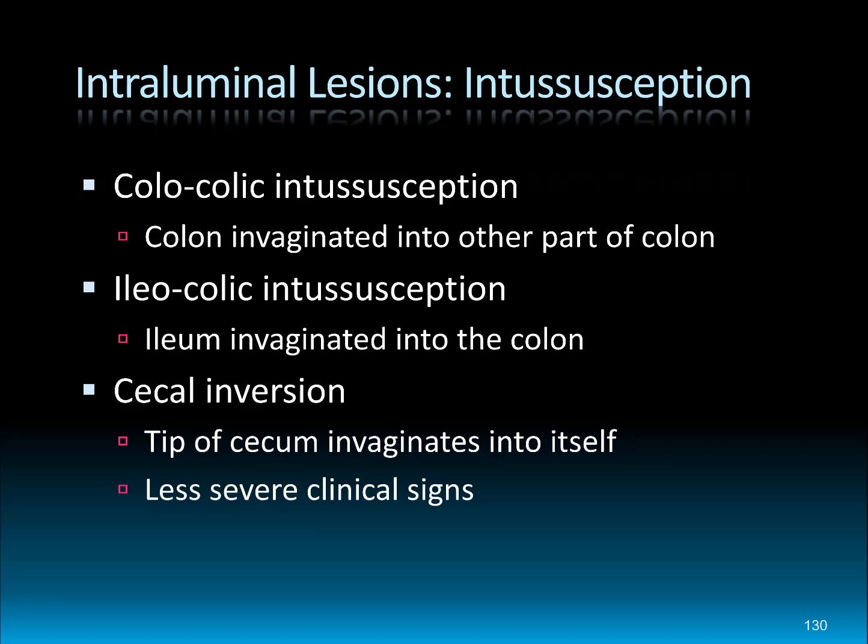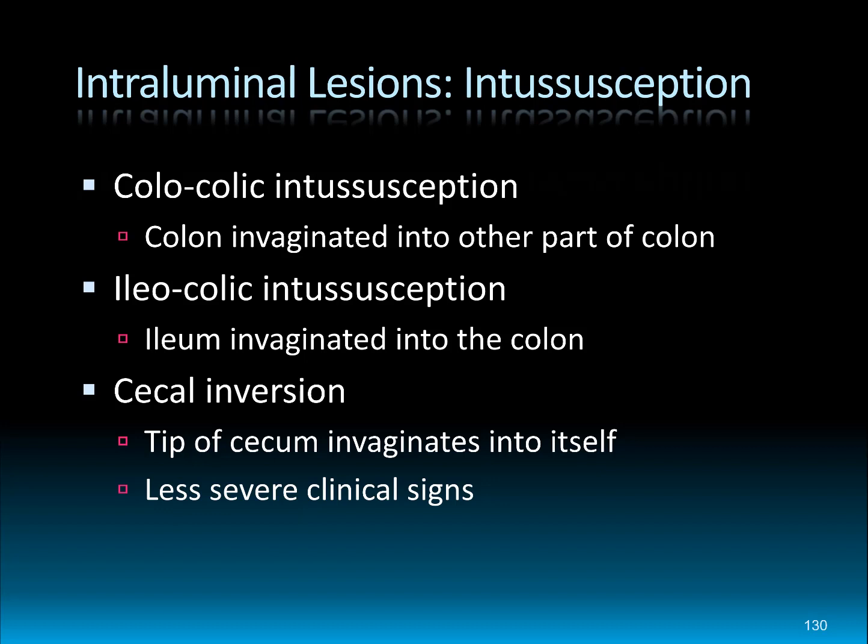Other things that project into the lumen are intussusceptions. Remember, these are infoldings of one segment of an intestine into another segment of intestine. We can see these in the small intestine, but we also see them in the colon. There are different spots where one might see it in the colon. Colocolic is one part of colon invaginating into another part. Ileocolic is at the ileocolic junction where the ileum invaginates into the colon.